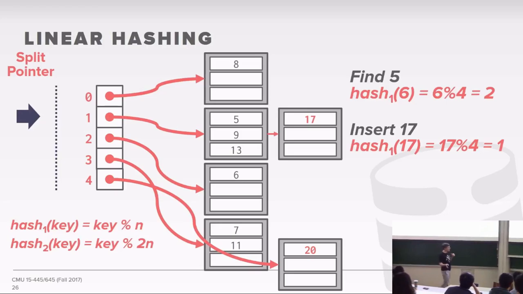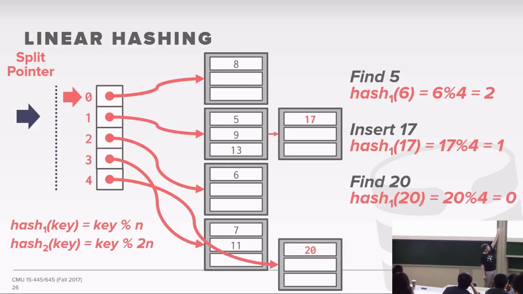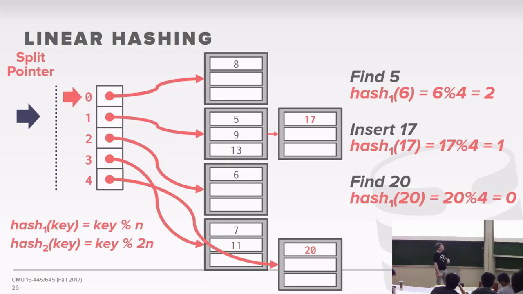All right, so now I have two hash functions. If I want to do a find on 20, when I apply the first hash function, it ends up mapping to the first slot, slot 0. But because I know that I've done a split, and the split pointer is no longer pointing to the first location, I need to check whether the first hash function is mapping to a slot that has come before the current location of the split pointer. You can think of the split pointer as a threshold in your offset array that says anything below this has not been split yet, so I can still use the first hash function. Anything above this has been split, so I need to apply the second hash function.